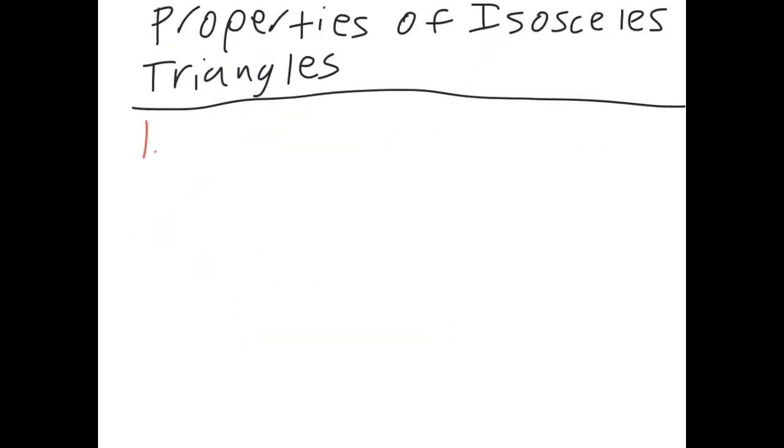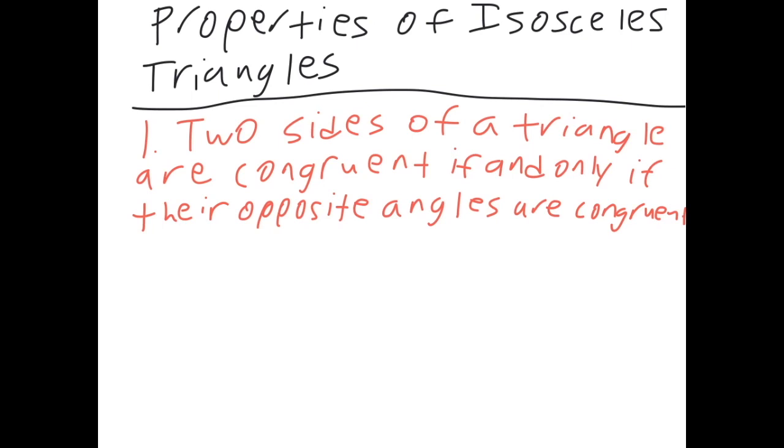Next, we're going to talk about properties of isosceles triangles. First property is two sides of a triangle are congruent if and only if their opposite angles are congruent. Again, here's the if and only if part. So that means it works both forwards and backwards. So two sides of a triangle are congruent if their opposite angles are congruent, or two angles of a triangle are congruent if their opposite sides are congruent.